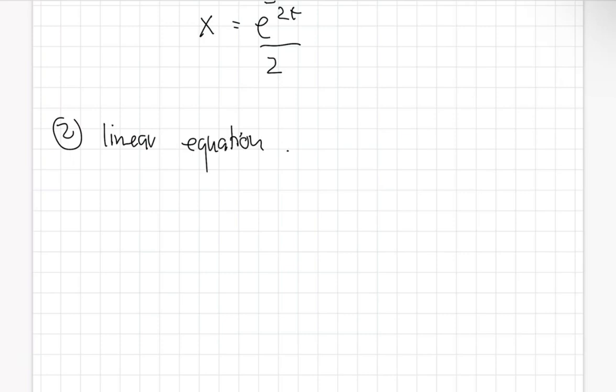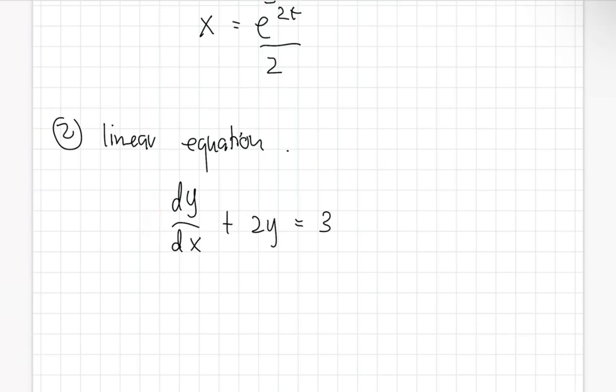So for a linear equation, you need to rearrange the equation into the standard form. For example, dy/dx + 2y = 3. Let's find out whether this is a linear equation. This one is a linear equation because the power of y is 1, and the coefficient of dy/dx is also 1. If not 1, then you need to divide by this coefficient.